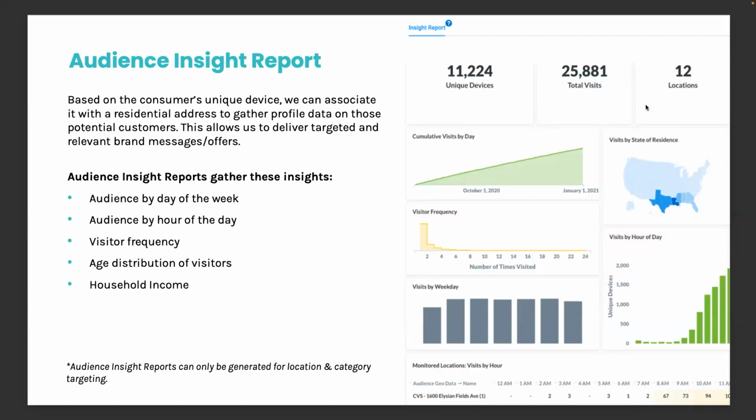We can even see the geographic location that those people came from. So, what zip codes do they live in? Maybe we should focus our marketing efforts on reaching those zip codes where the most people are coming from. That could either be with our display ads or any other marketing you might be doing, like mailers. So this report's really helpful.